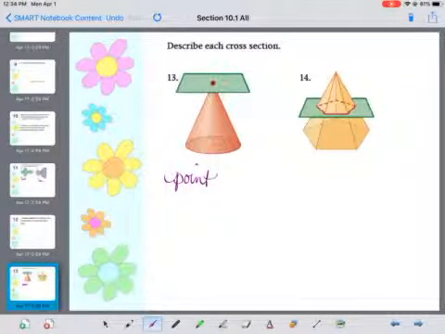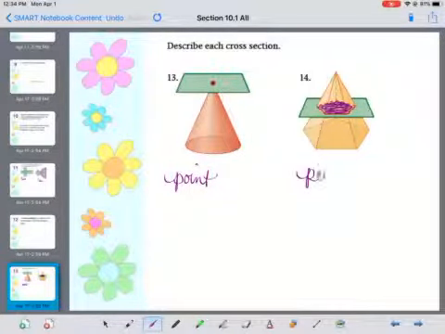Now with number 14, if the green plane is your machete, then your machete touched all of these parts right here. So the cross section here would be a pentagon.